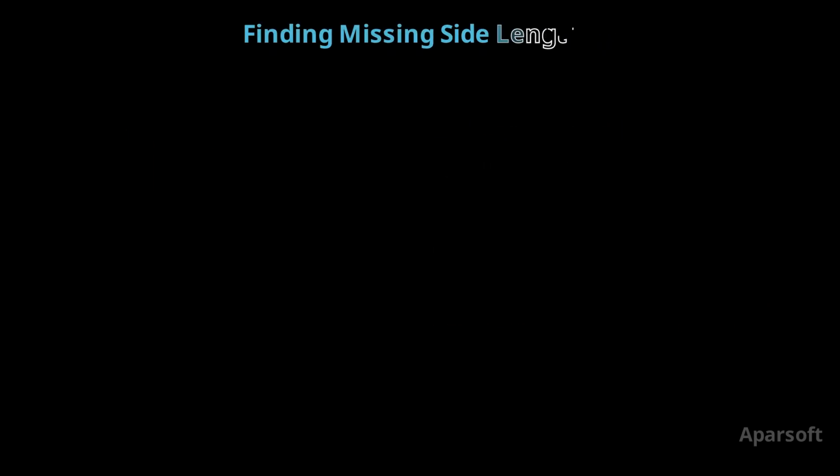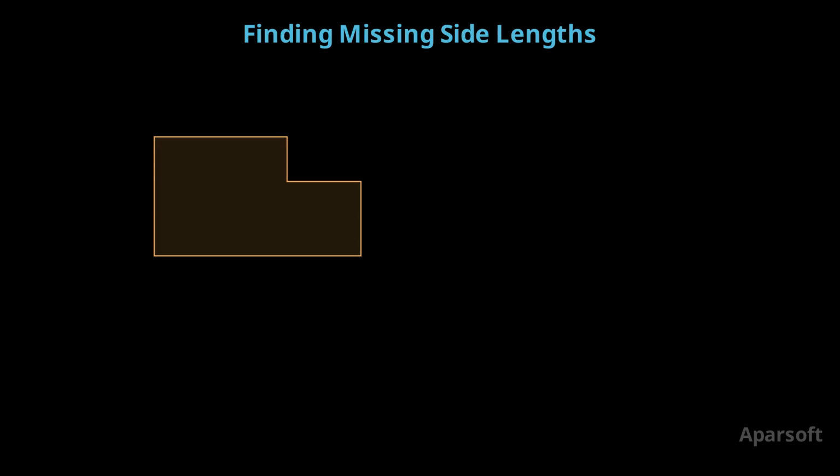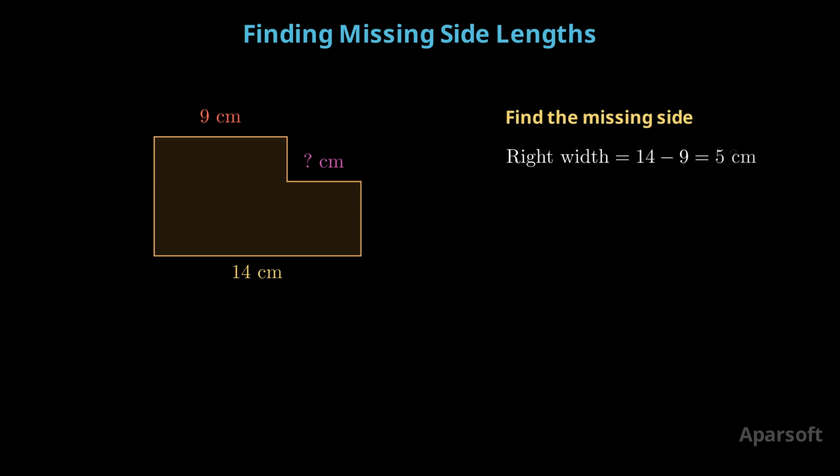Here is the trickiest part, finding missing side lengths. Look at this stepped shape. Given that the total width across the bottom is 14 centimeters, the top left portion spans 9 centimeters wide. But what is the width of the right step portion? We cannot measure it directly, so we use subtraction. Since the total bottom is 14 and the left piece is 9, the right step must be 14 minus 9, which gives us 5 centimeters. Always look at which sides line up and subtract to find the missing piece.